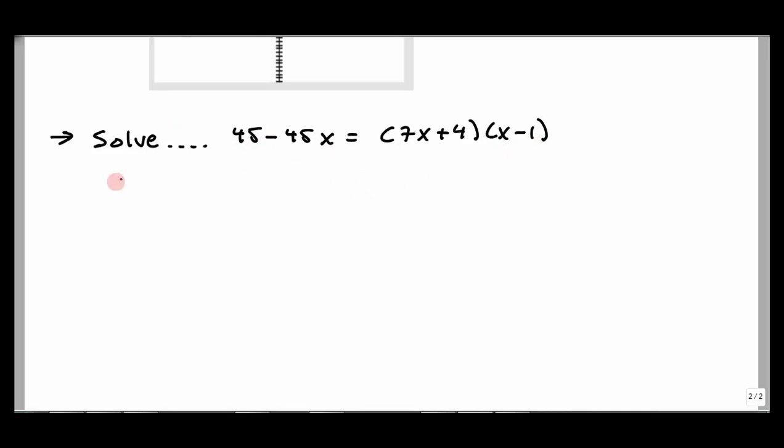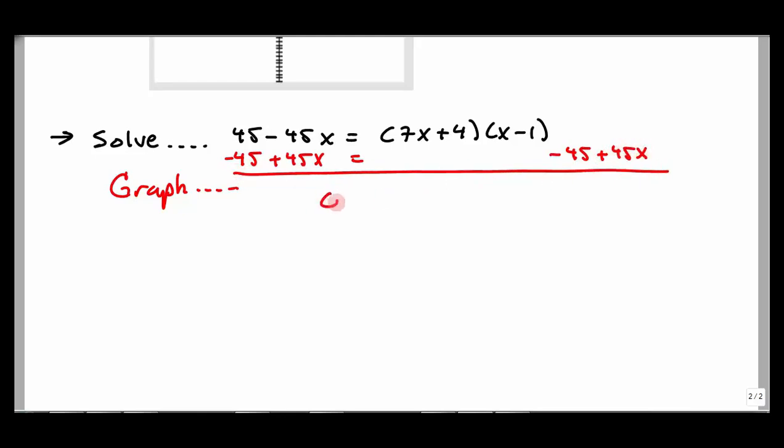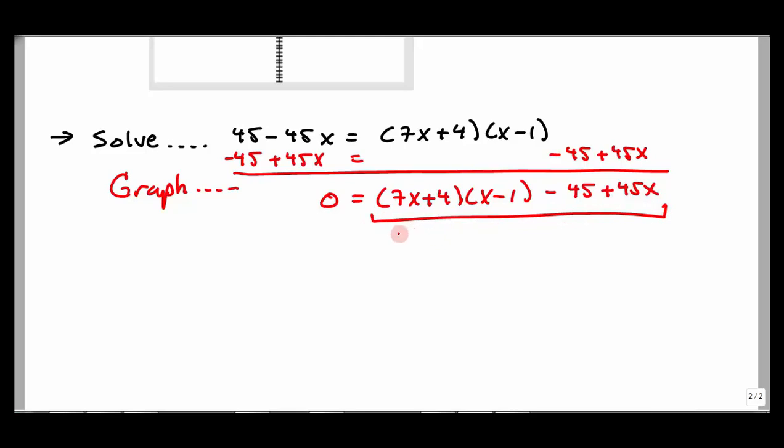I would like to graph this on your calculator. And if we get a nice integer solution, we can be done. If we get fractions and decimals, we might have to go back and do some handwork. So I think it's always a good idea to graph these right away. Now remember, when you graph, these have to be set equal to 0. So I would have to subtract 45 and add 45x. So I have 0 equals the product, 7x plus 4 times x minus 1 minus 45 plus 45x. So this is what I will graph. It has to be set equal to 0.